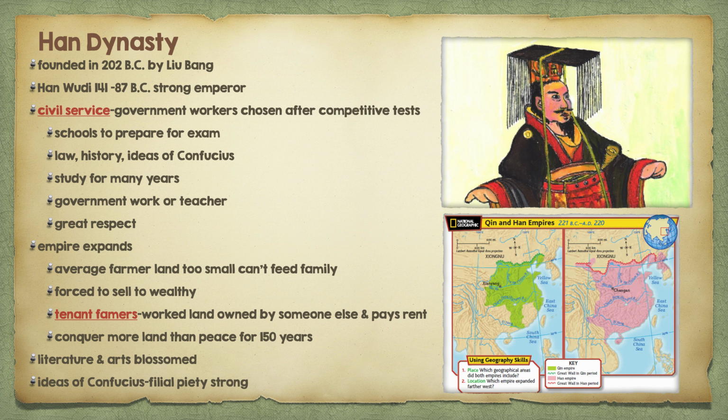And so, even though it was open to everyone, in reality, it was really geared for the educated who could afford it, right? The rich can afford to educate their sons for years on studying law and history and the ideas of Confucius. So they do start some schools so you can go and prepare for the exam. And after you study for many years, then you can take the test. And if you do well, you can get a government job or become a teacher.